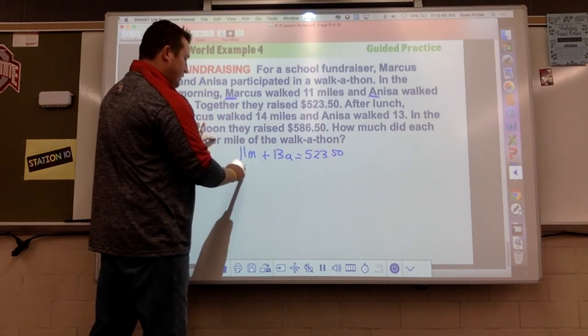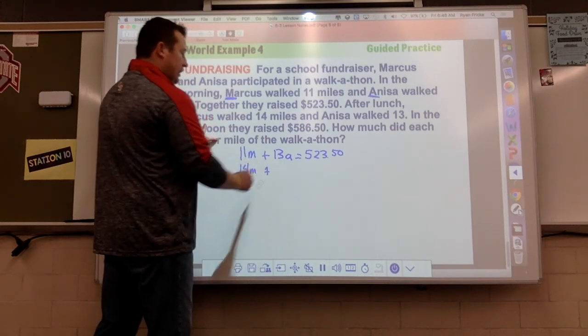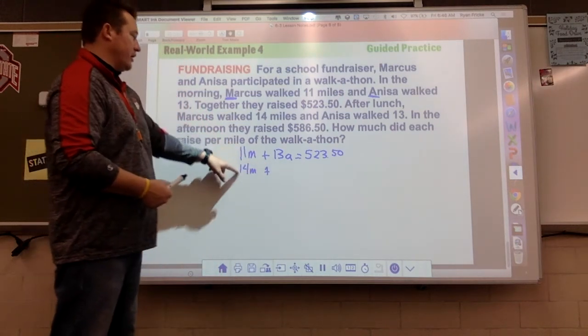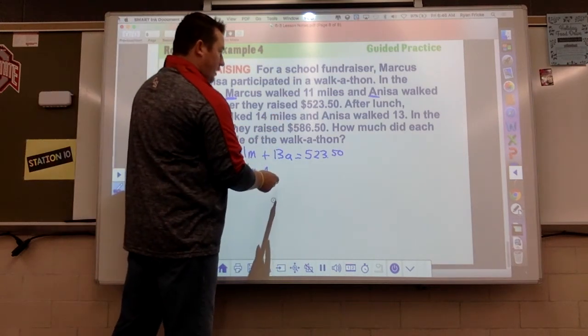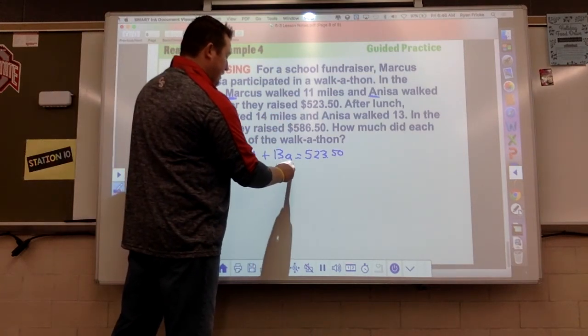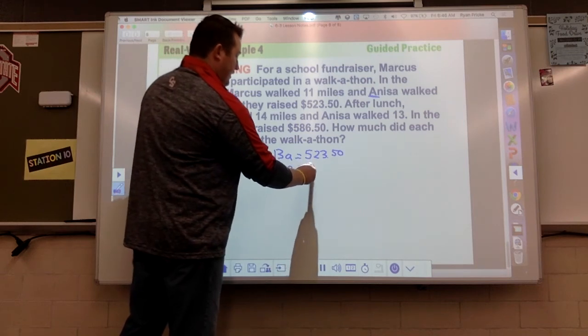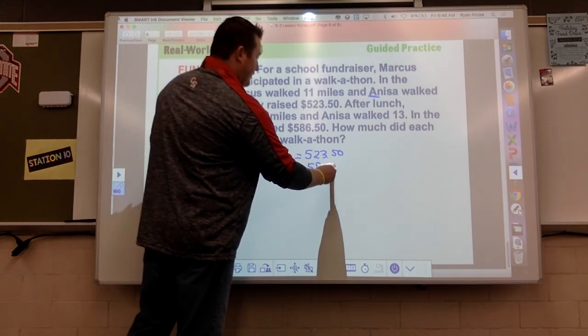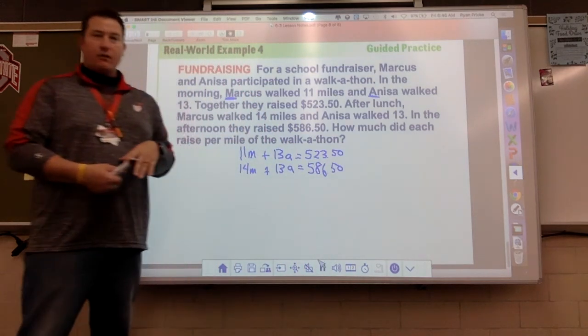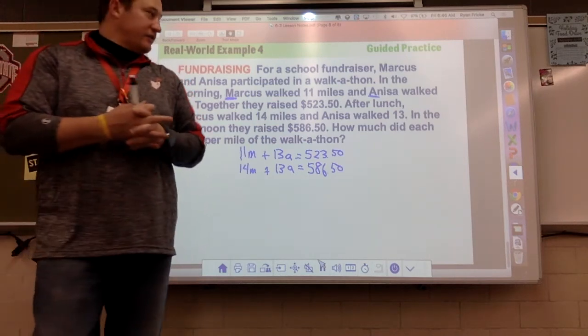The afternoon equation form looks very similar. Marcus walks 14. Must have had a good lunch. She was really fired up, ready to go. He walked more. Anissa, all she could do was walk the same 13 miles. Good for her. And they raised $586.50. Okay? So, guys, I'll let you take it the rest of the way from here.